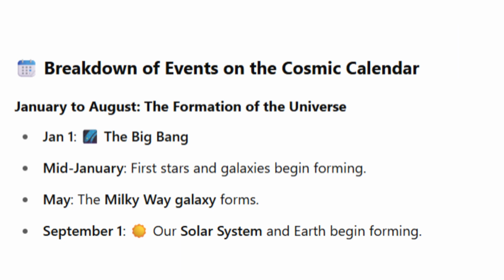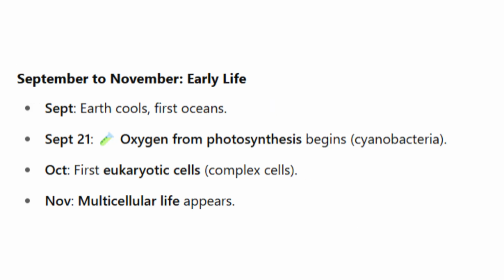January to August: the formation of the universe. January 1st, the Big Bang. Mid-January, first stars and galaxies begin forming. May, the Milky Way galaxy forms. September 1st, our solar system and Earth begin forming.